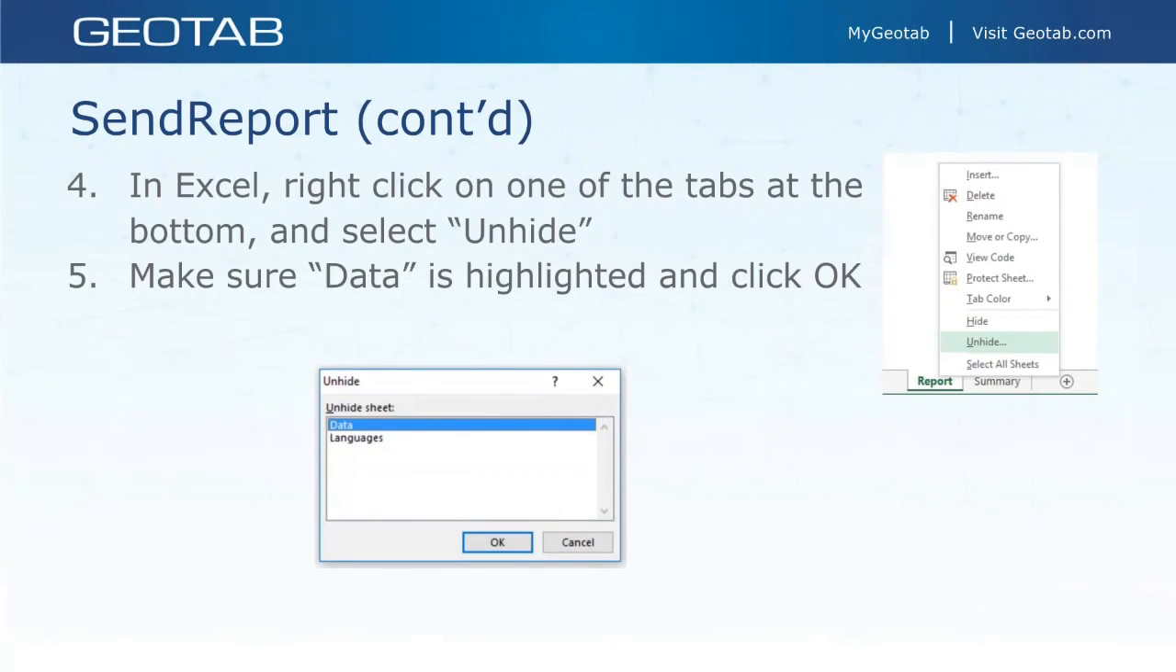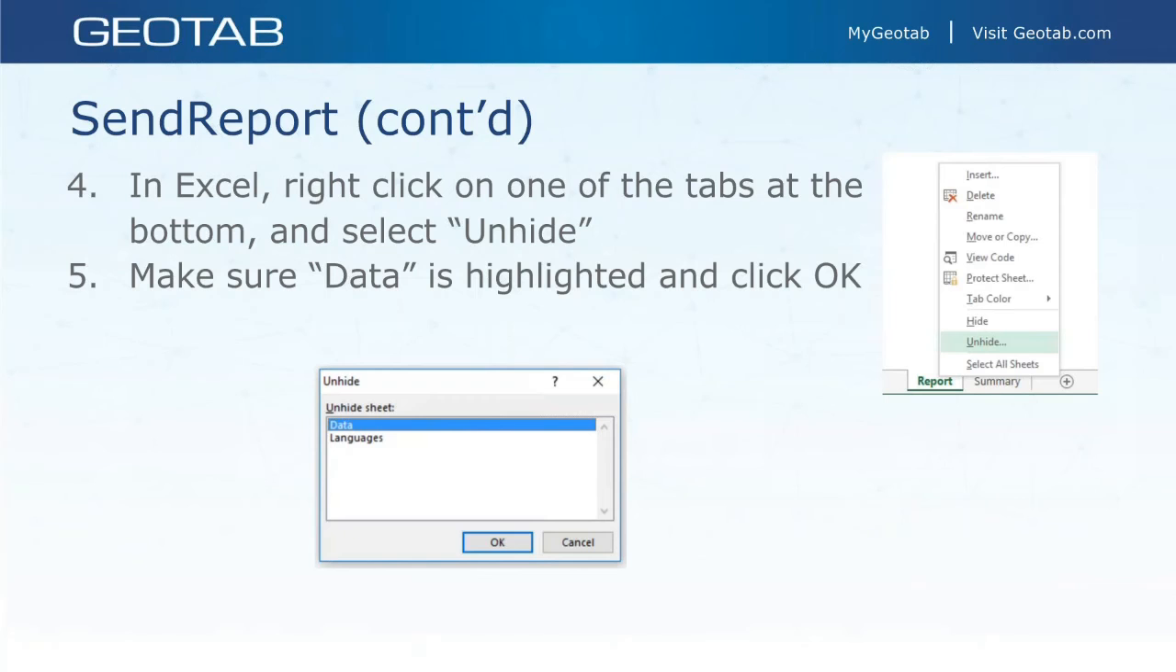So in Excel, when you have a downloaded report, down at the bottom, you usually have a couple of tabs. Most reports you're going to have report or you're going to have summary. Maybe you'll just have one or the other, but you're going to see some tabs down at the bottom of that report. What you're going to do is right-click on one of those tabs and select unhide, because what we need to get to is the data tab. So you're going to unhide this data sheet and click OK.